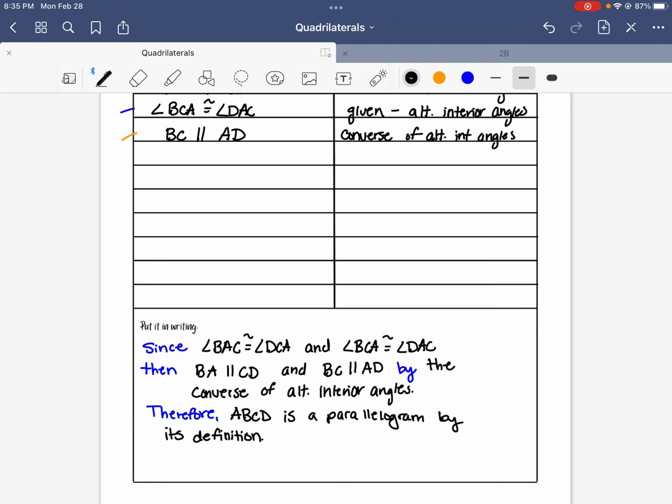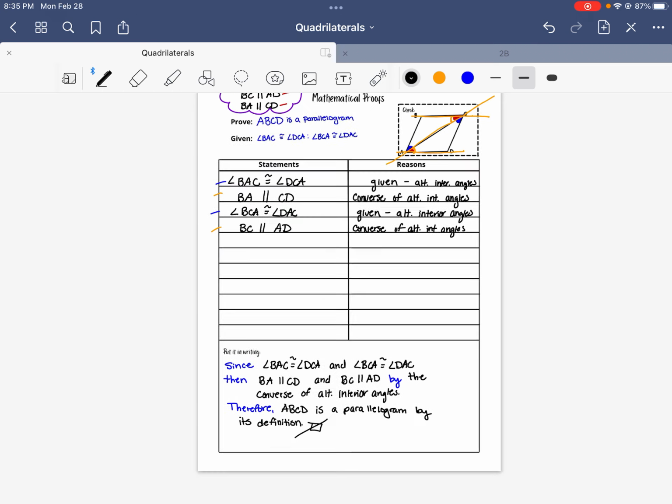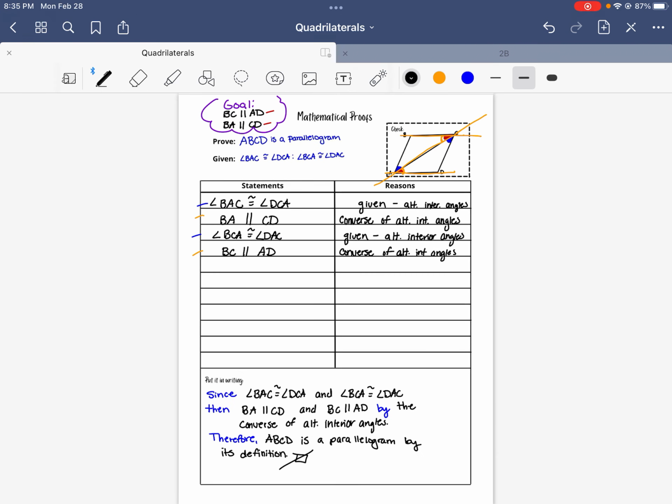So we said that since these four angles are congruent to one another, then we have two sets of parallel lines. Then it's a parallelogram by its own definition. And of course, this wouldn't be complete with our done aced it symbol. And there you go. ABCD is a parallelogram.